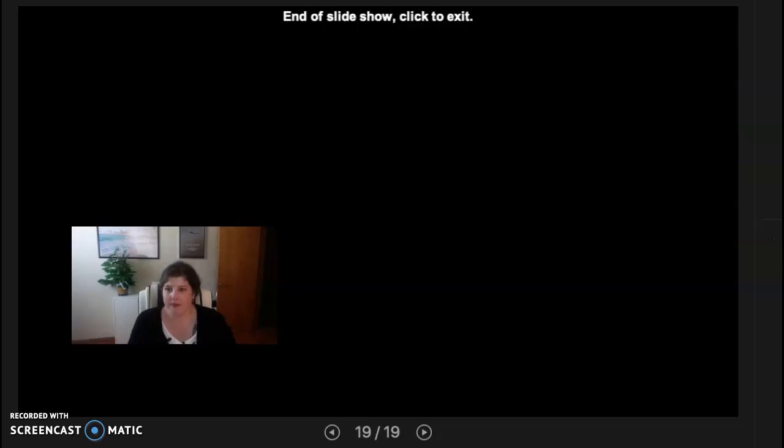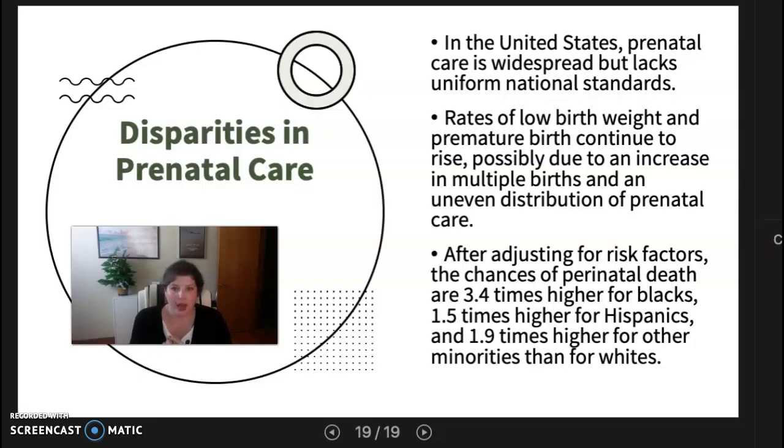And then lastly, after adjusting for risk factors, and those risk factors would be things like socioeconomic status, education level, things like that, the chances for prenatal death are still 3 times higher for Black women, 1.5 times higher for Hispanic women, and almost 2 times higher for any other minorities than whites. So yeah, just a major aspect of race that we have to consider.